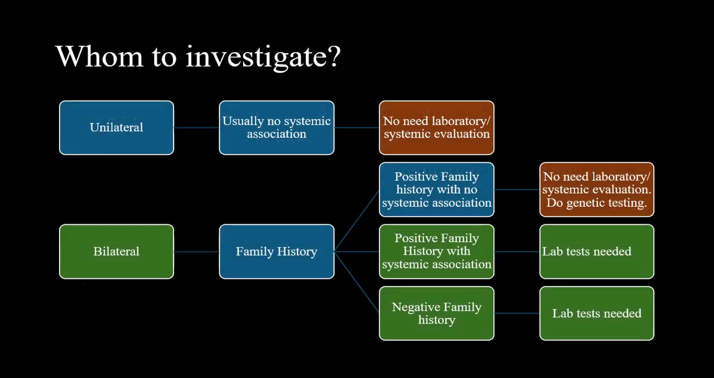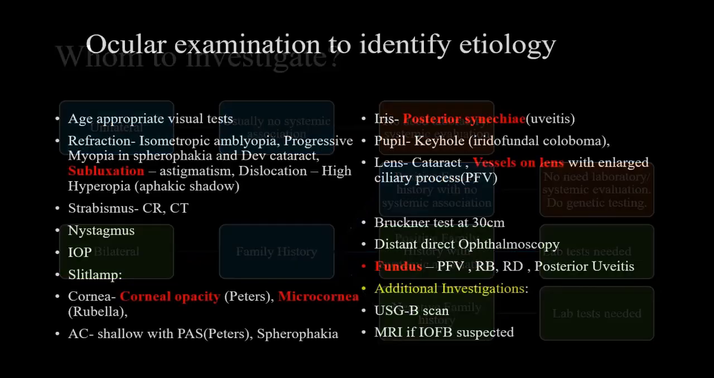Usually unilateral cataracts don't have any systemic association, so we don't have to evaluate systemically. If there is a bilateral cataract with a positive family history and no systemic association, there is no need for laboratory evaluation. However, if there is a positive family history with systemic association, or if there is no family history, then we have to evaluate the children.